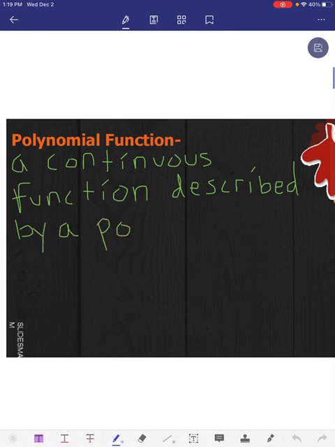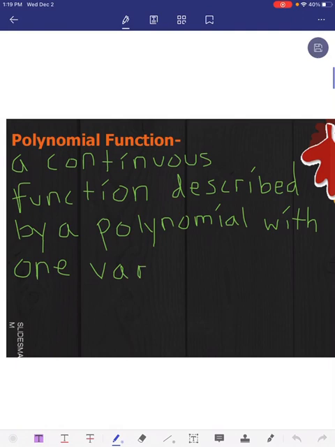by a polynomial. So remember that our polynomial had the definition that it had to have real number coefficients and positive whole number exponents. And it can only have one variable. So technically, just a general polynomial could have multiple variables. We looked at a couple of examples like that. However, when we're graphing them, they can only have one variable.